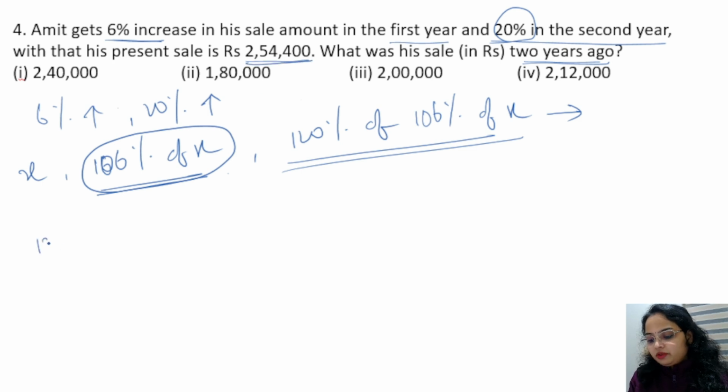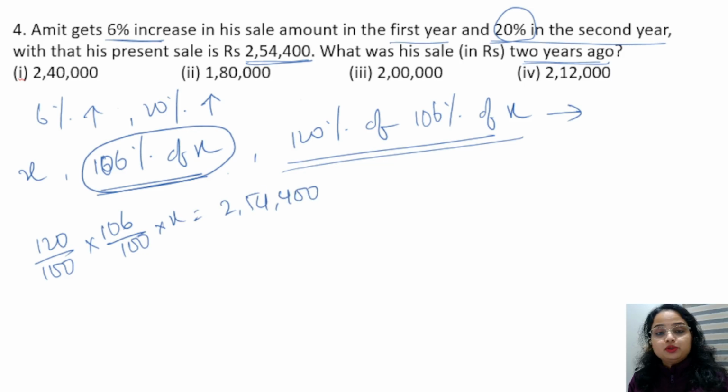So we will equate this to 120 divided by 100 into 106 divided by 100 into X is equal to 2,54,400. We have to find the value of X. So here if you calculate, you'll get X value. I think it is 2 lakhs. X is equal to 2 lakhs.